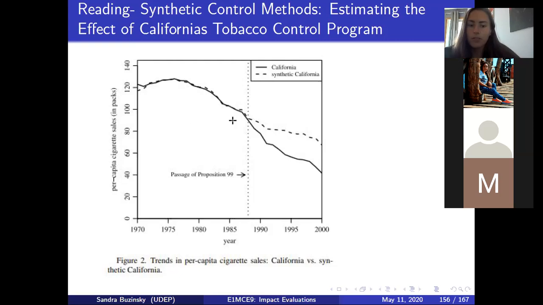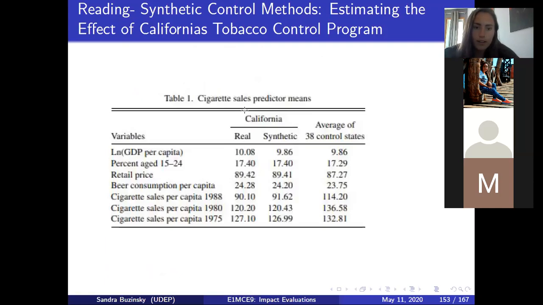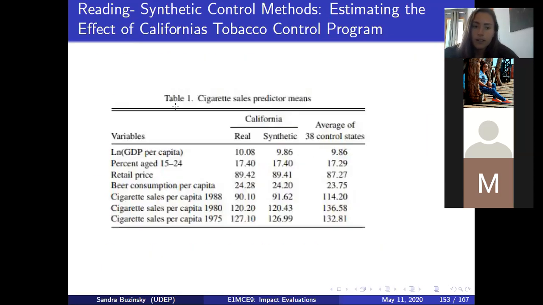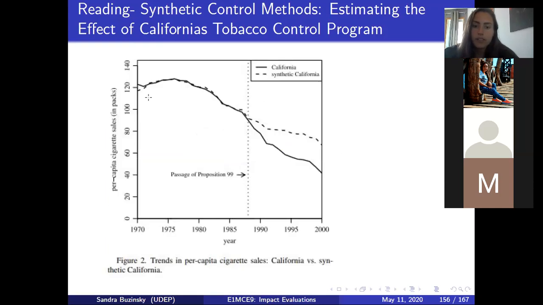So they're mapping out the trend in per capita cigarette sales, California versus the synthetic control. So you can see this is much better than the last graph we looked at. Remember here, this was when we just looked at the average of the rest of the US, right? So in comparison, the pretreatment cigarette sales looks a lot better, right? So they look basically identical, except for this first period in 1970 where there's that small gap.